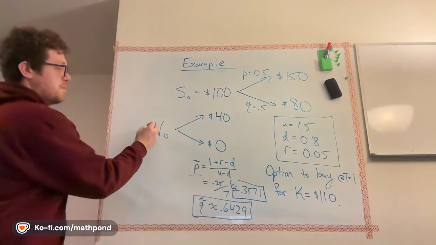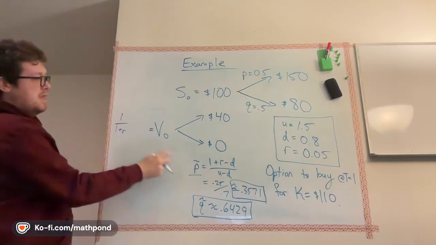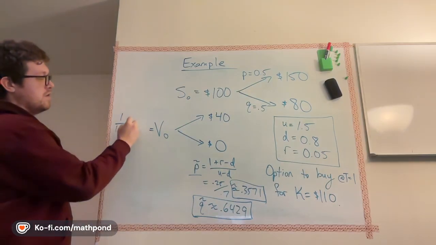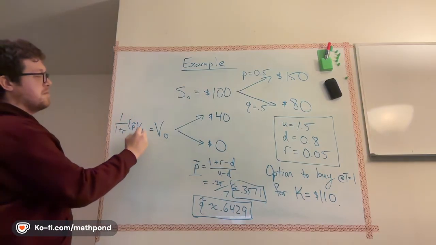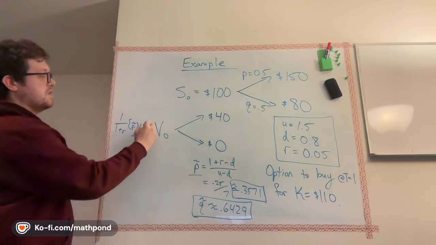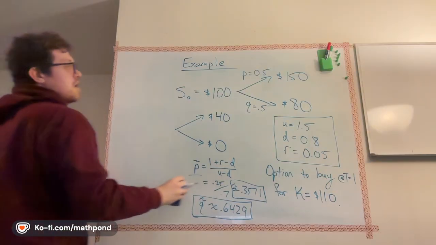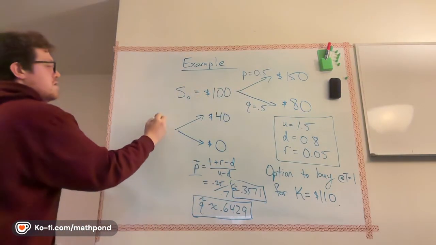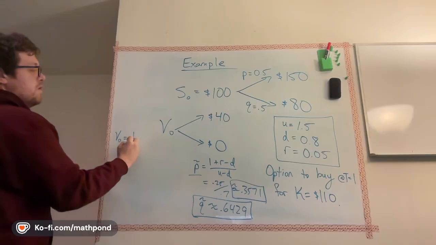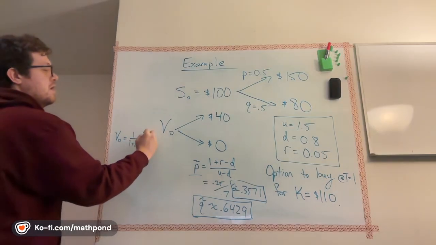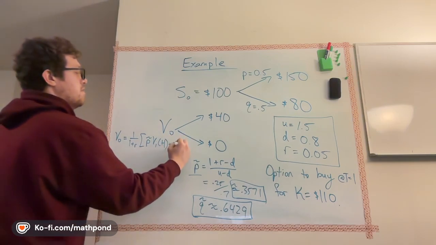So this is going to be 1 over 1 plus r, p tilde times v1 of h plus q tilde times v1 of t. This is just too messy. Let me rewrite this. So this is v0, and we have a formula that says v0 is 1 over 1 plus r times (p tilde v1 of h plus q tilde v1 of t).